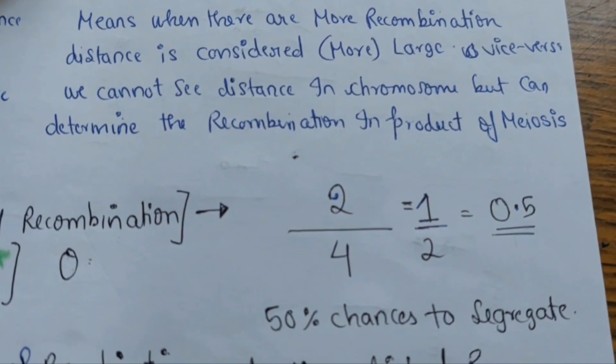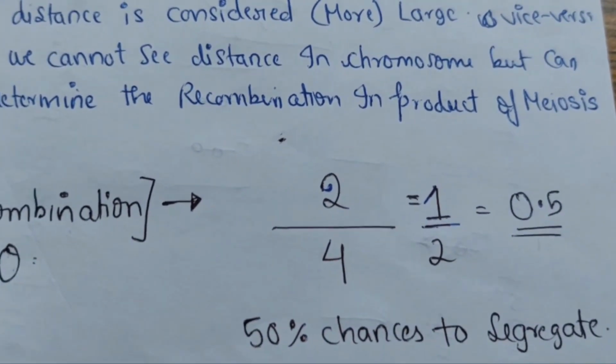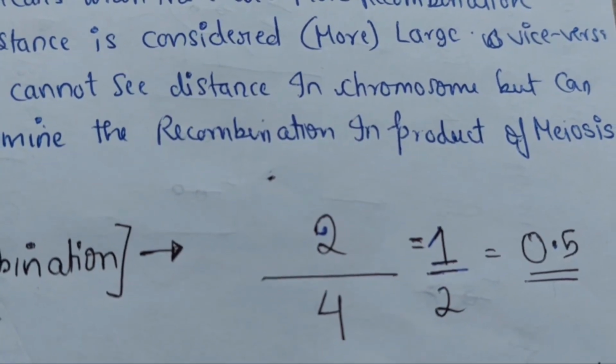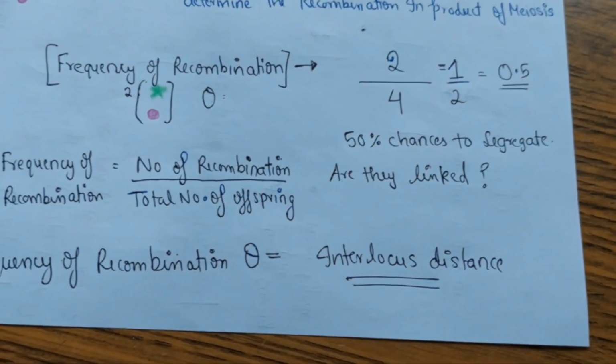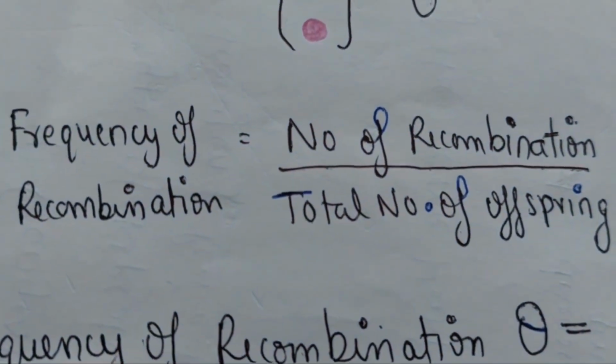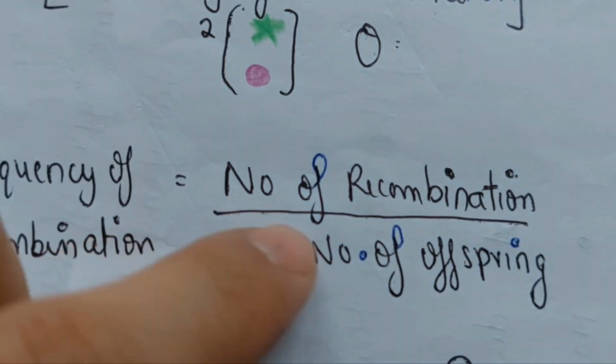And so we cannot see the distance between the genetic marker and the disease causing genes in a chromosome, but we can determine the frequency of recombination in product of meiosis. So how to determine the frequency of recombination in product of meiosis? To determine the frequency of recombination, we have to divide the number of recombination by total number of offspring.